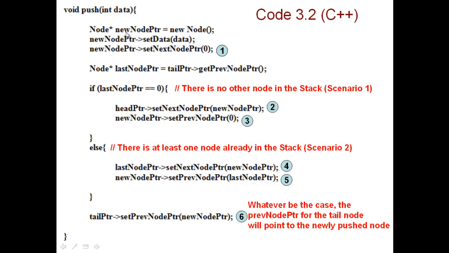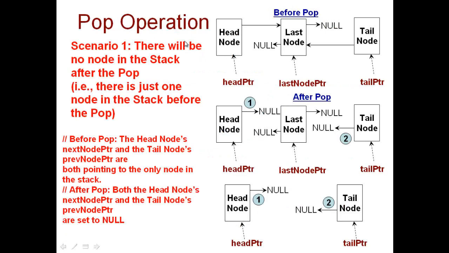So again, we want to do this in constant time. So we'll see that there's no looping involved here. So we'll set the new node that you want to create. Create the new node and make the new node pointer store the address of the new node, and you set the data for that new node.